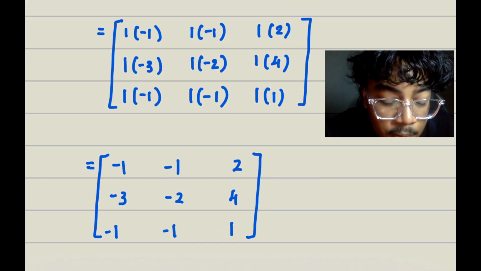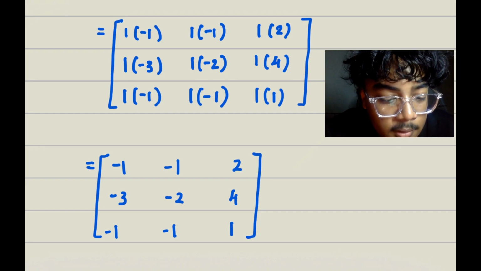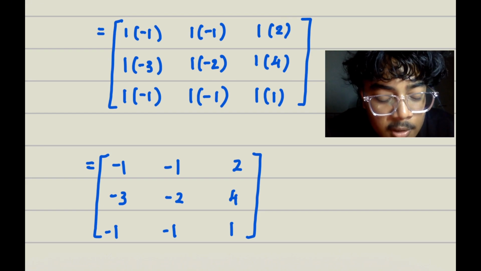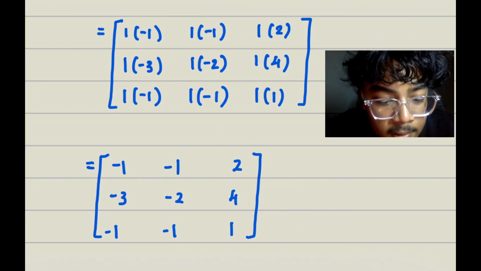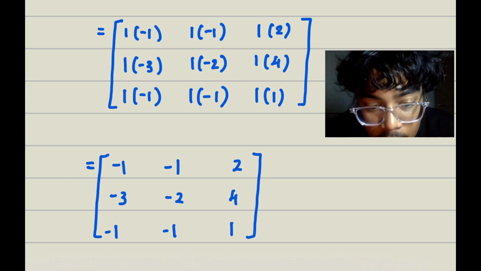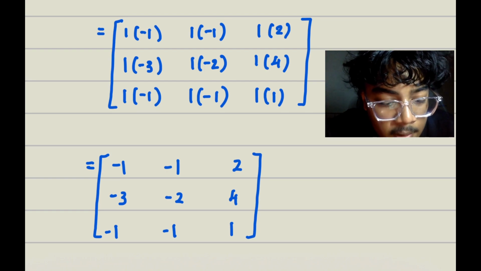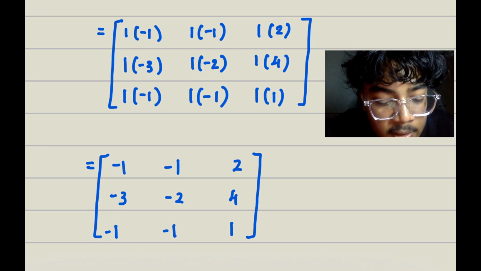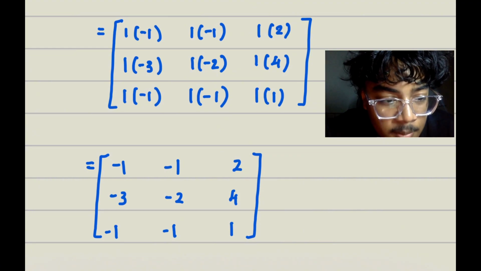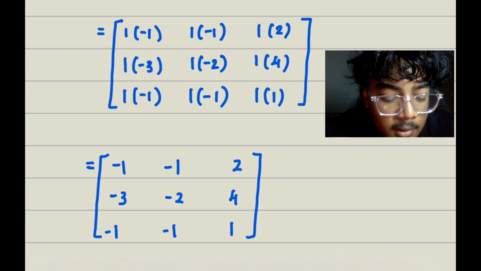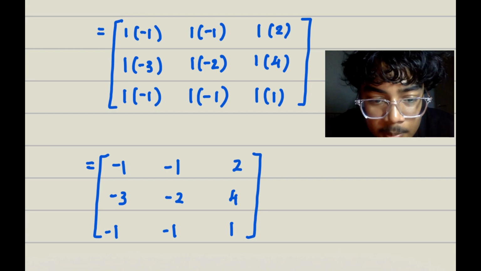So now we will be continuing the formula. So equals 1 multiplied by negative 1, 1 multiplied by negative 1 again, and 1 multiplied by 2 for the first column. Now for the second column, 1 multiplied by negative 3, 1 multiplied by negative 2, then 1 multiplied by 4. For the final column, which is the third column, it's 1 multiplied by negative 1, then 1 multiplied by negative 1 again, and 1 multiplied by 1.